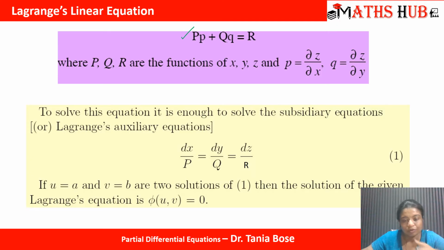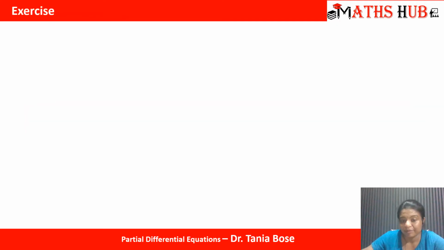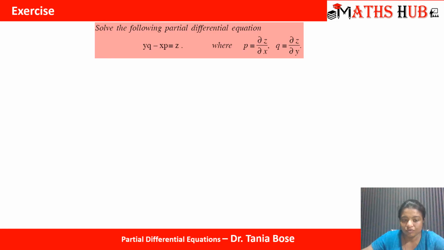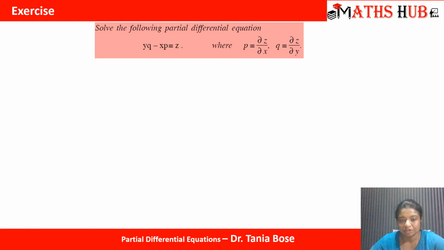So let us try to use this concept in certain exercises. In this topic, the more you practice, the more exercises you will be able to solve, right? So we will move from very simple problems to complex problems. So let us solve the first differential equation. We are given yq minus xp is equal to z. The first thing that we need to do is compare this equation with Pp plus Qq is equal to R, right? When you compare, we will easily get that capital P is minus x, capital Q is y, and R is equal to z, right?